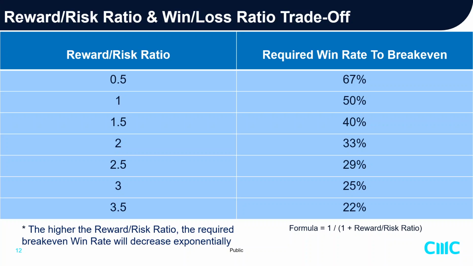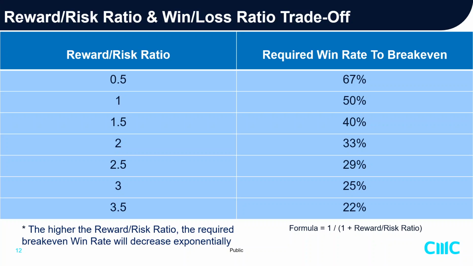As you all know, in trading there is no 100% win rate. There's no system that gives you 100%. So if my reward risk ratio is higher, I can offset the randomness in my trading system, which means I require a lower win rate to break even. The formula to calculate the required win rate to break even is 1 divided by 1 plus the reward risk ratio.